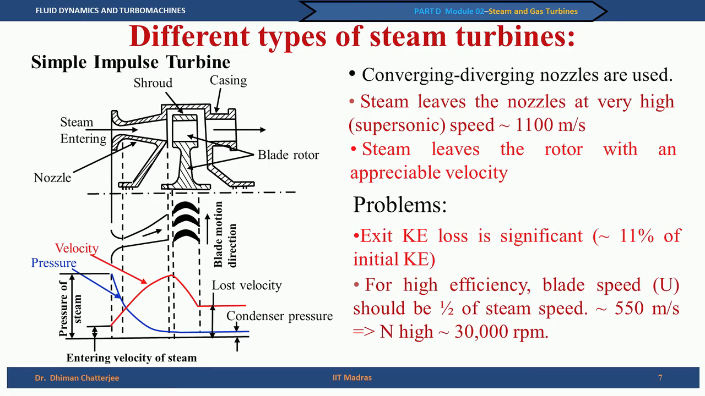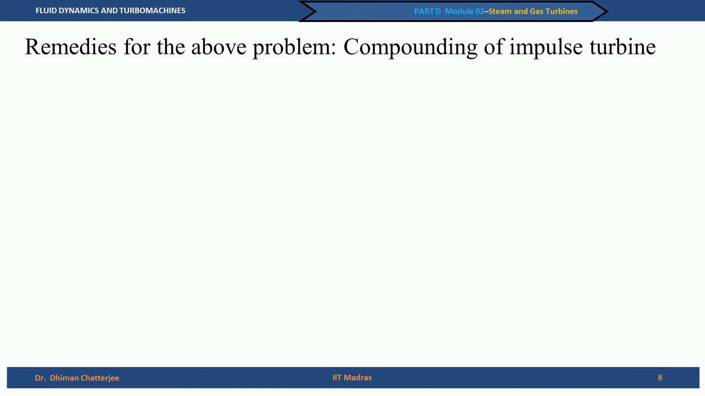This is not desirable, because in that case we may have to use some gearing arrangement. So, because of these two reasons, that is exit kinetic energy loss and very high RPM, we need to resort to an alternate arrangement for steam turbines, and that is called the compounding of impulse turbine. Compounding, loosely speaking, as I will explain more in the next slides onwards, basically means staging or arranging the turbines. I will come to that in the next slide itself.